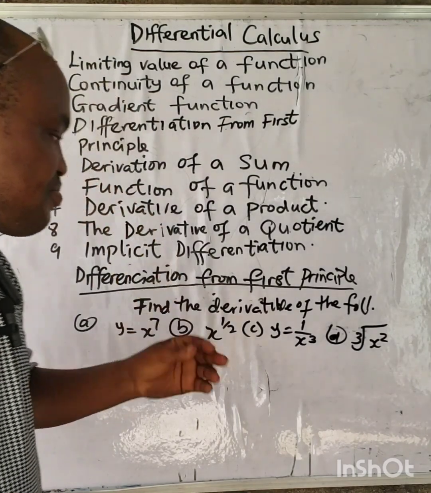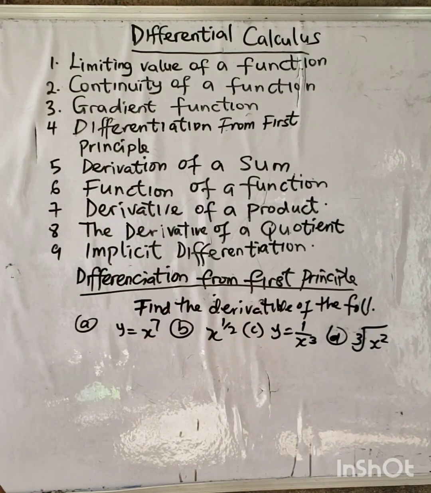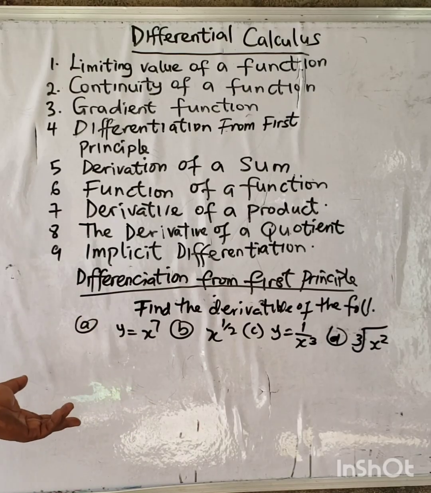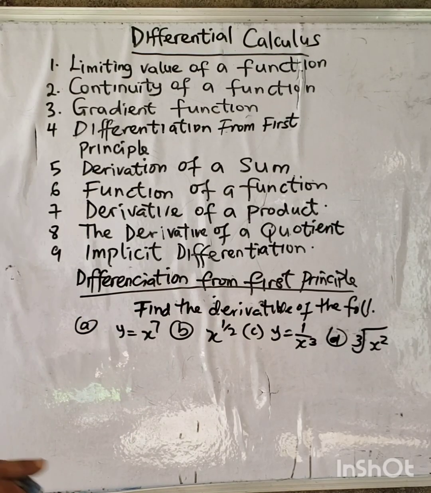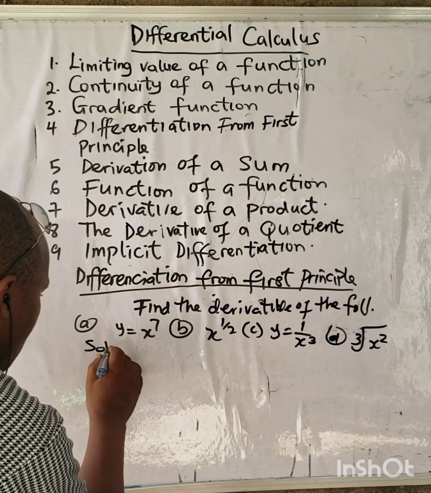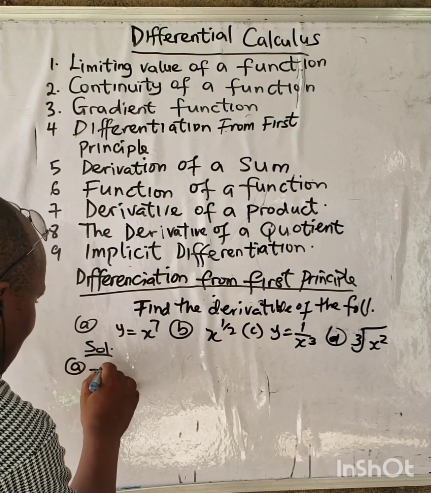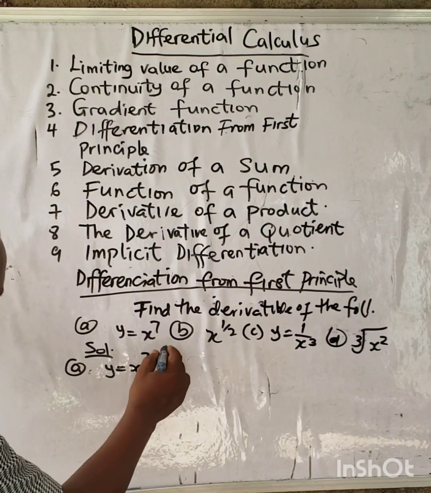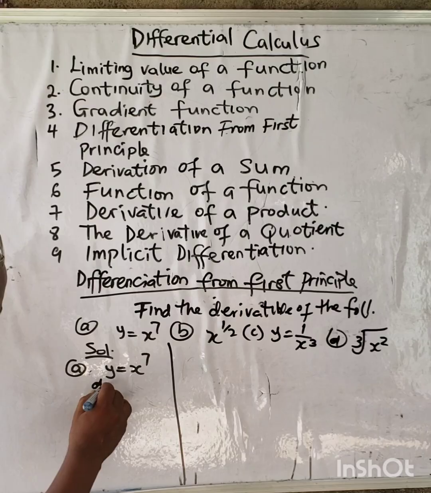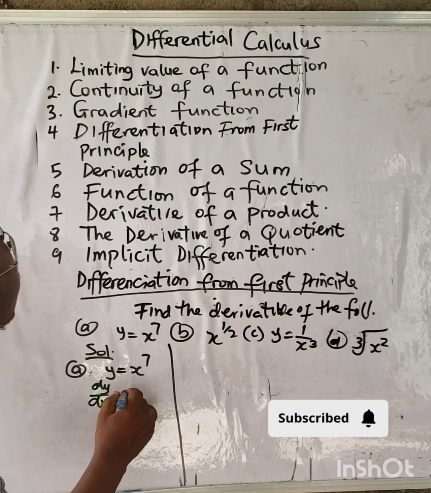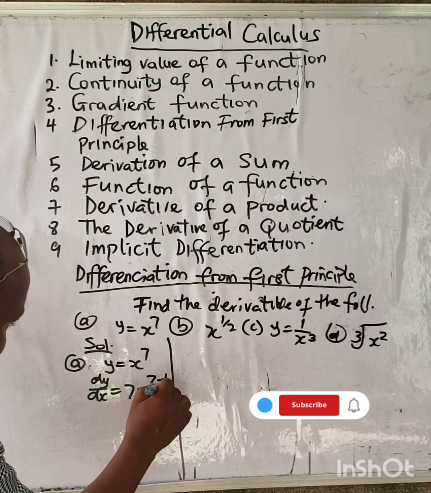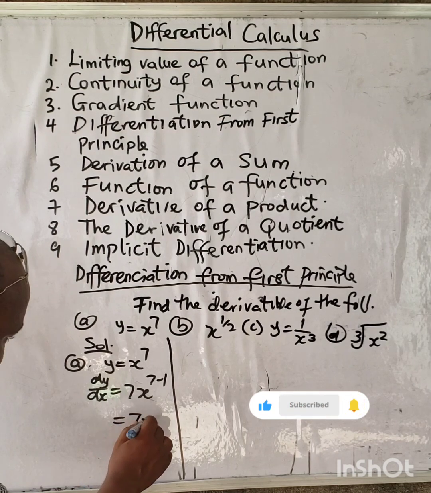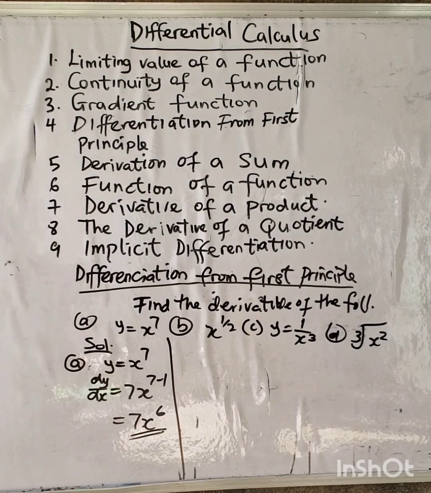Now, find the derivative of the following. They are very simple. What are we going to do? Solution. A is y equals x to the power 7. What we are going to do here is the dy/dx equals 7x to the power 7 minus 1. This will be 7x raised to power 6. The dy/dx of x raised to power 7 is 7x raised to power 6.